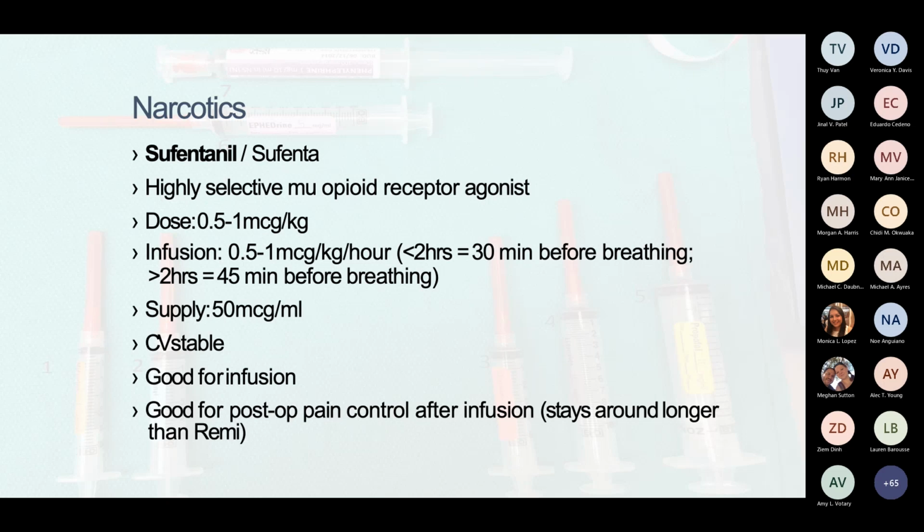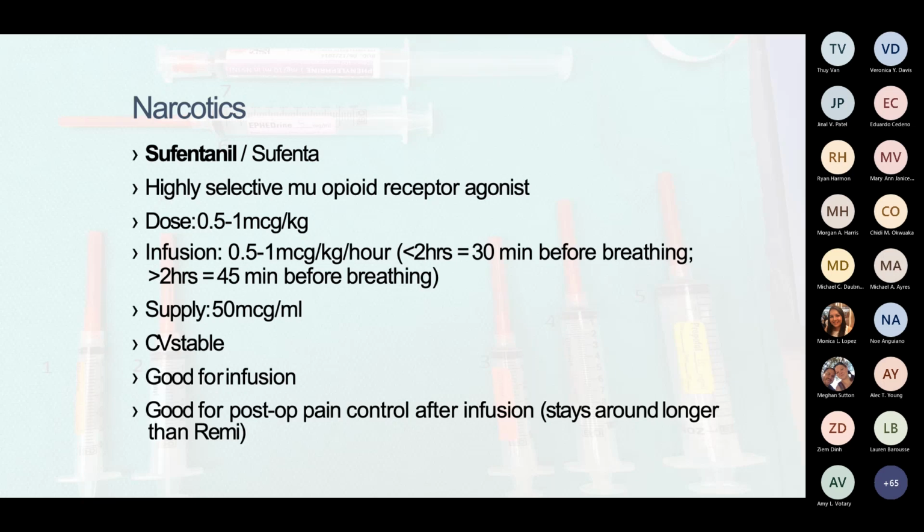The other thing you'll see is that it's run as an infusion, which is probably a little bit more common, generally 0.5 to 1 mic per kilo per hour. The thing you have to think about is your dose and duration. If you run the patient on Sufenta in that dose range, and it's less than 2 hours, from the time you shut it off till they really start breathing, there's going to be about 15 to 30 minutes. If you go longer than that, it extends up to like 30 to 60 minutes. So you're going to have to plan your emergence a little bit better.